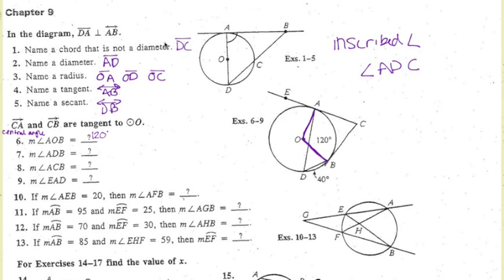ADB. ADB is what kind of an angle? Inscribed. And what is our rule about the size of an inscribed angle? Half of the arc. So it is half of that 120, means it is 60.